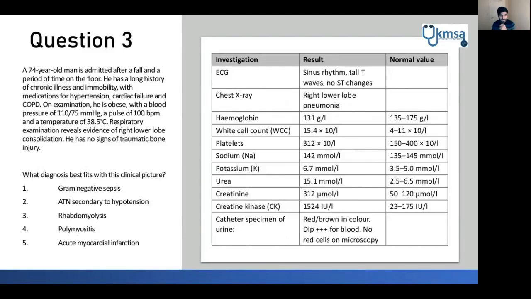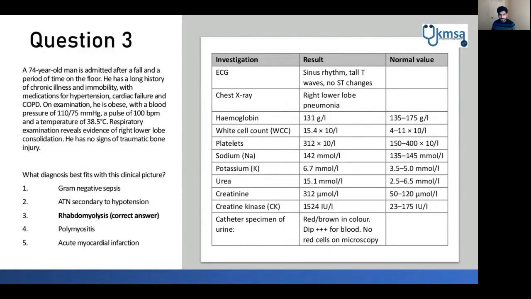Yeah, that's perfect. Well done. So if you look through the bloods here, we can see that his white cells are up, probably due to infection going on. Platelets are fine, sodium is fine, potassium is very elevated, 6.7. Urea and creatinine are up, and his CK is through the roof, greater than 1,000. The important part here is that his urine dip is positive for blood, very positive, but there are no red cells seen on microscopy, and that's what gives it away in this scenario. So that's classic of a rhabdomyolysis.